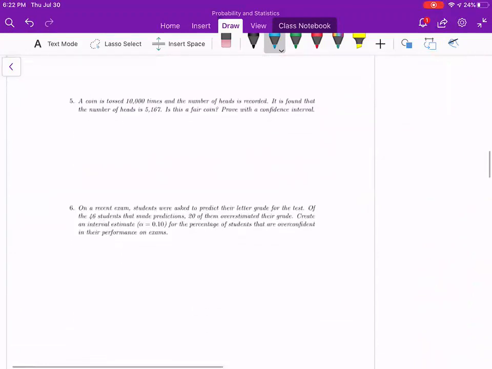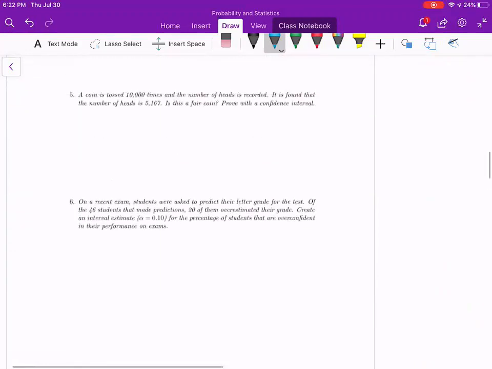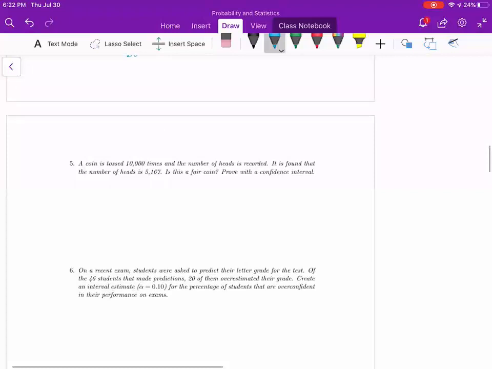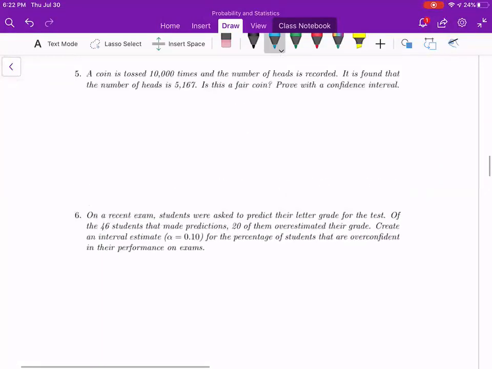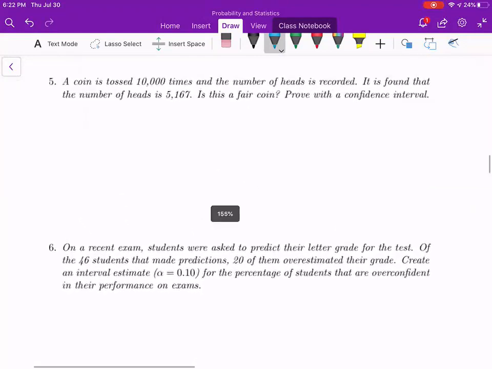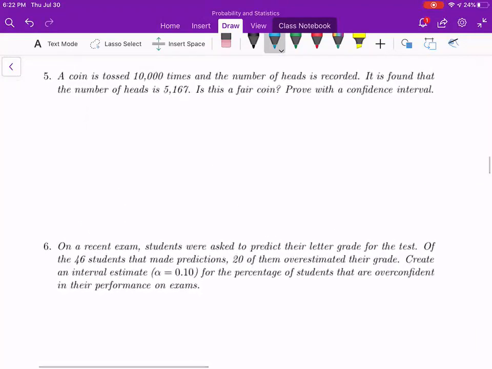All right, so you've got 2 more. And let's take a look at number 5. So I like 5 because it's really short and to the point, but it has a lot of information in it. And you'll see what I mean as I go through.